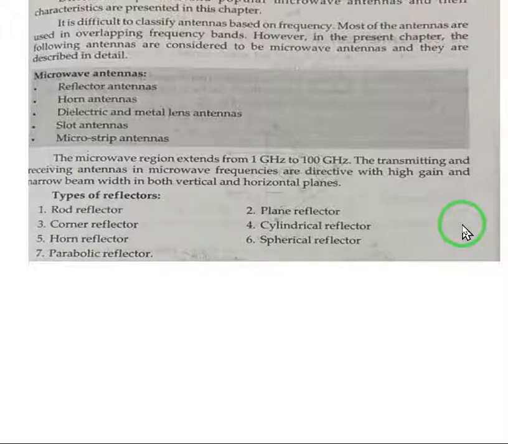The benefit of working on the higher frequencies is that we can basically achieve a narrow beamwidth in both vertical and horizontal planes. We will focus more on reflector antennas for microwave in today's lecture, and the horn antennas.